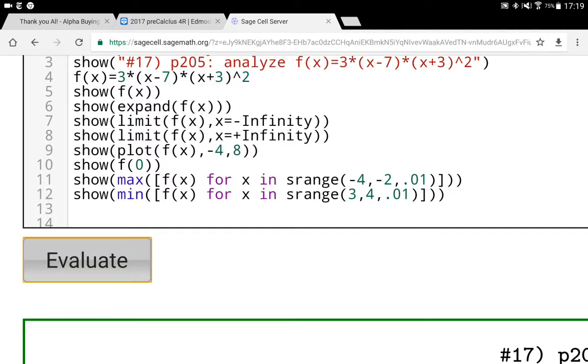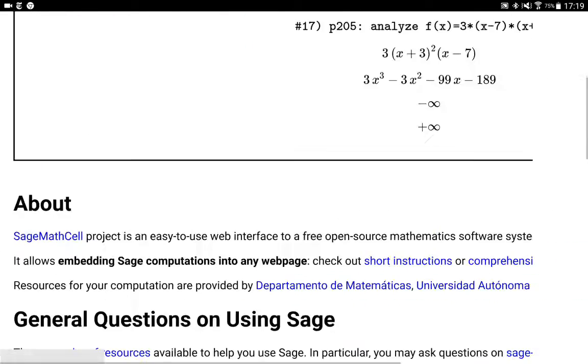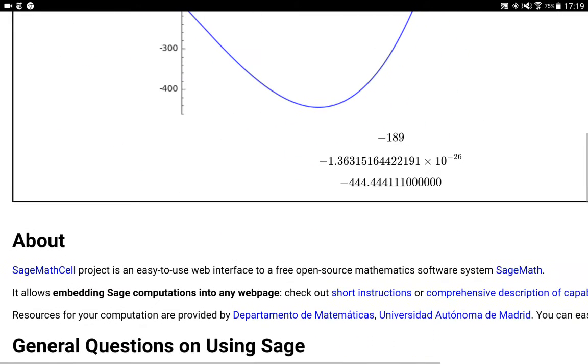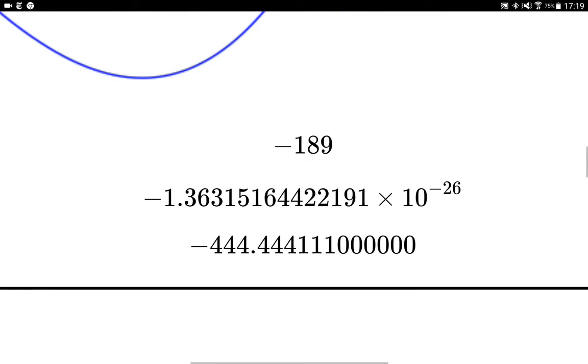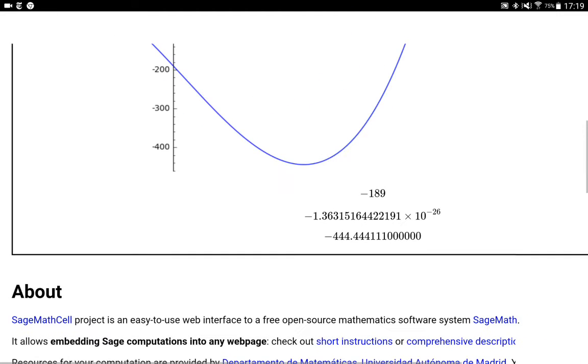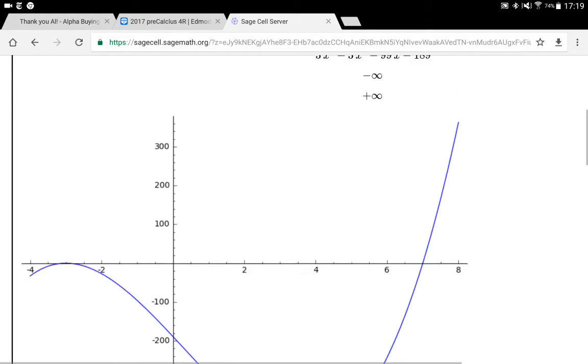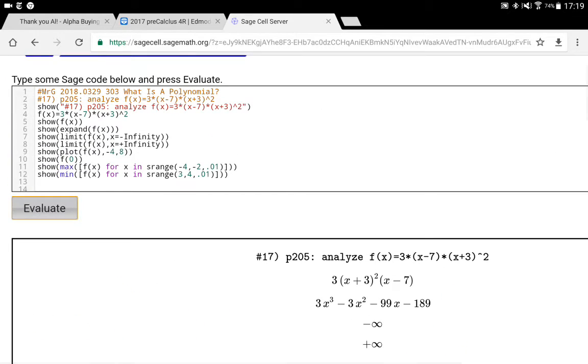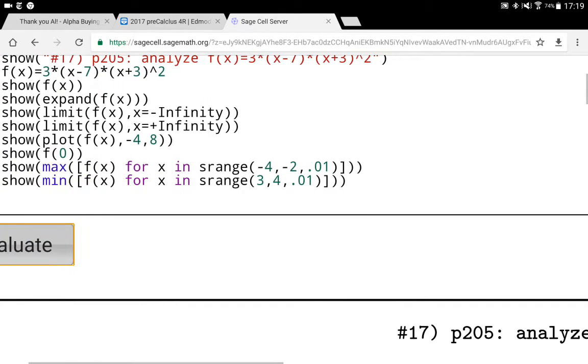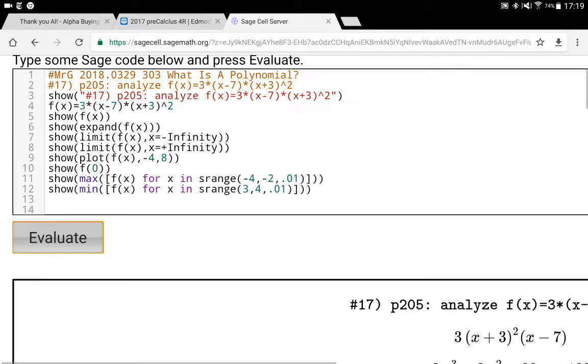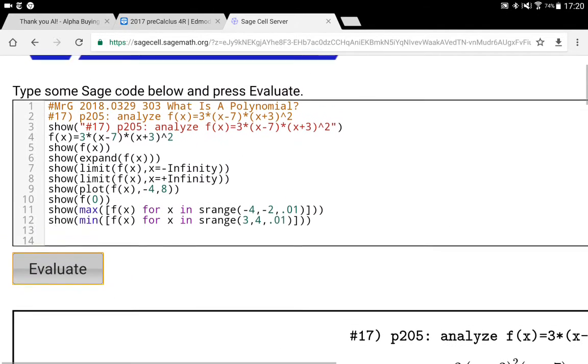So let's find the min. And the min is -444.444. And there you go. So we can find maxes, we can find mins this way. Very nice. Where the mins and maxes actually occur is hard to calculate analytically until we talk about the notion of derivative, where the derivative is 0. We'll talk about that in the next unit, in fact.